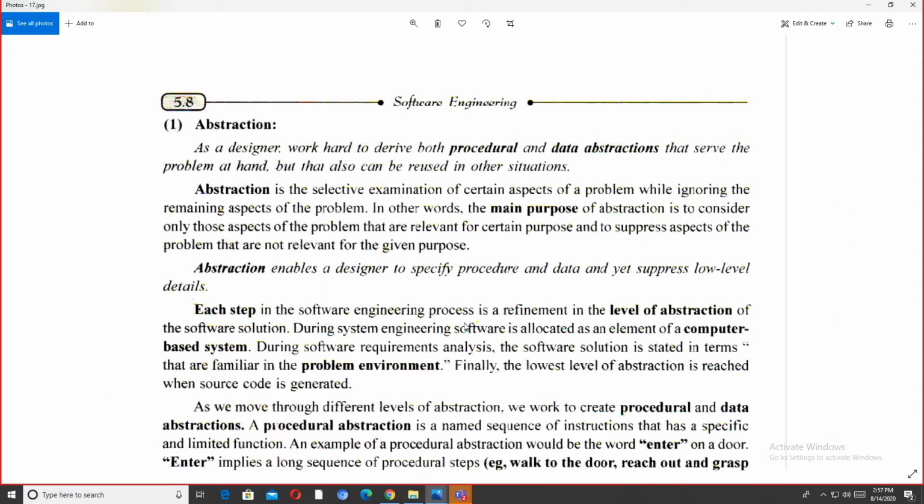There can be n number of abstractions in a given problem. But when we are talking about refinement, because it is said that they both are complementary to each other, refinement is actually clearing a particular set of values, a particular set of methods, a particular set of procedures, and making them robust so that they can be taken directly into the coding perspective. So refinement is totally complementary to the process of abstraction. In other words, the main purpose of abstraction is to consider only those aspects of the problem that are relevant for certain purpose and to suppress aspects of the problem that are not relevant for the given purpose.